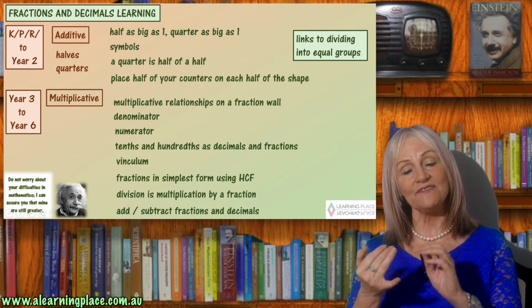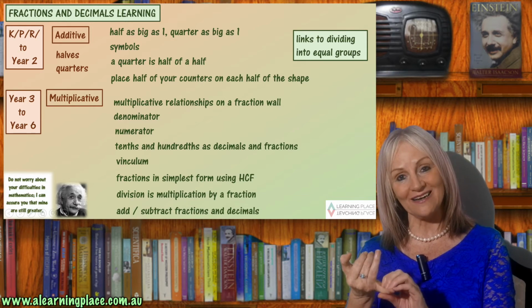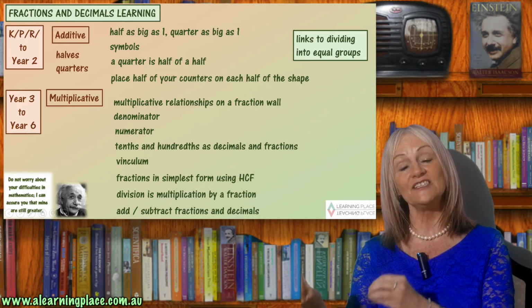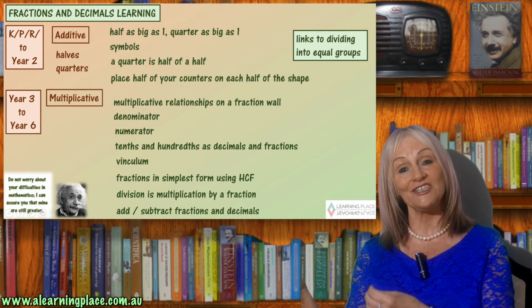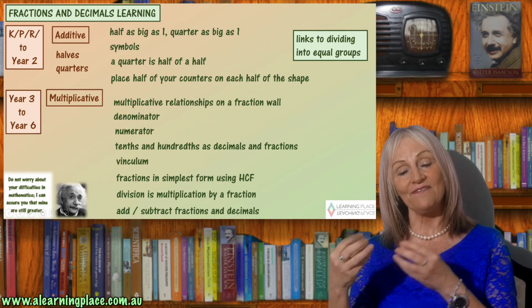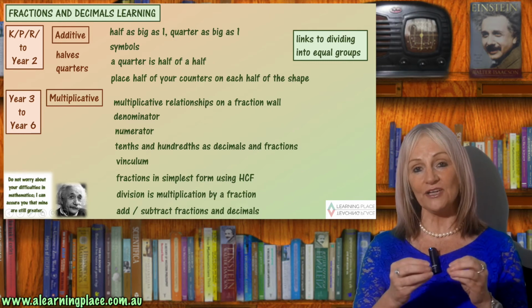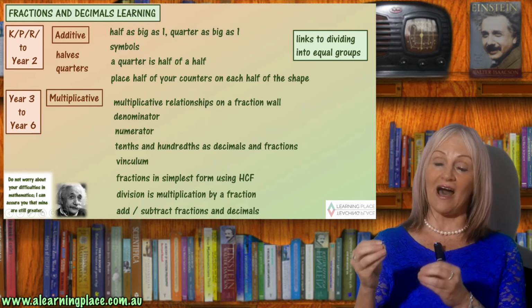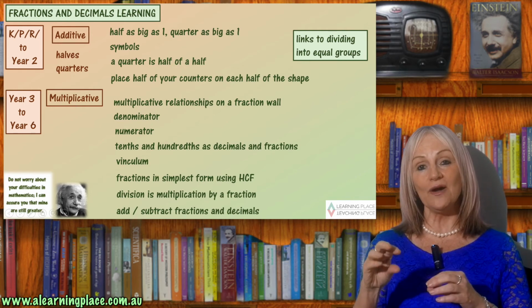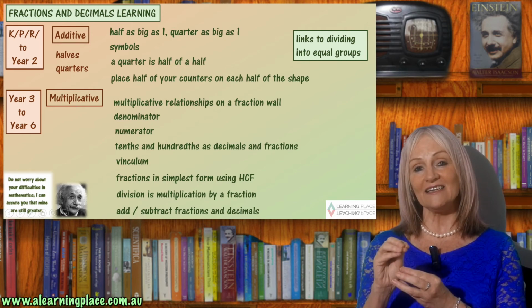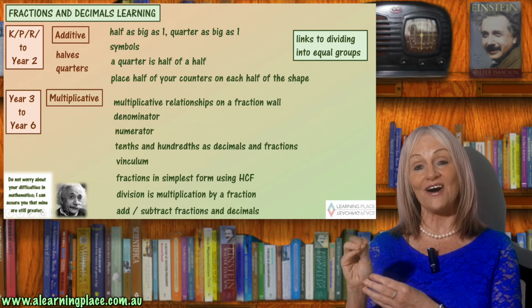Now they start to investigate the meaning of the denominator at the same time as they're dividing by 2 and dividing by 4 in multiplication and division. They find that when they divide by 2, they end up with a half. The denominator in a half is 2. That denominator is telling us what number we divided by.